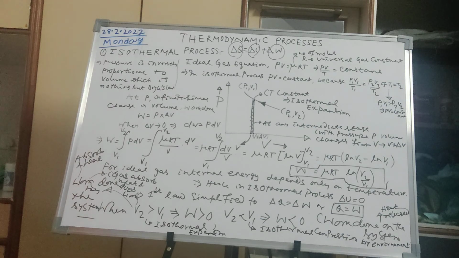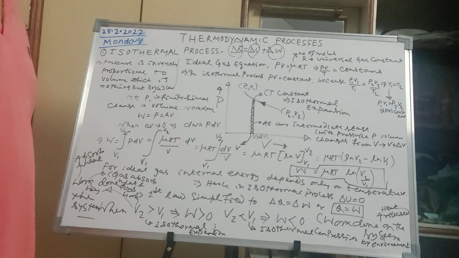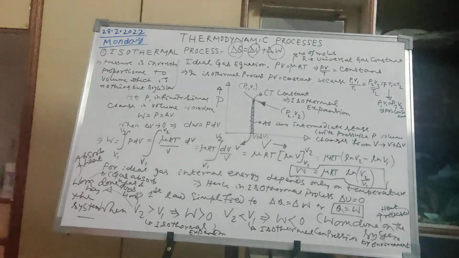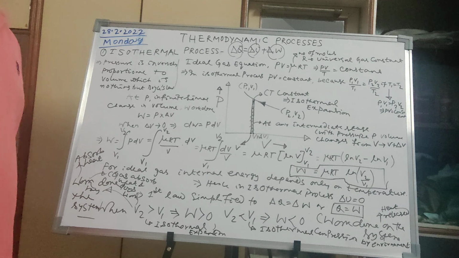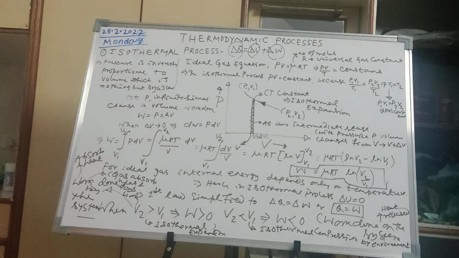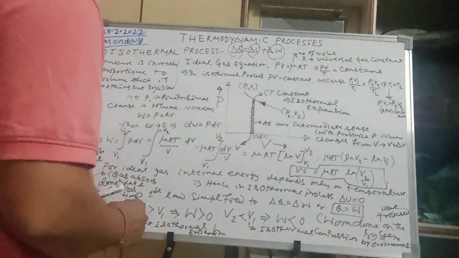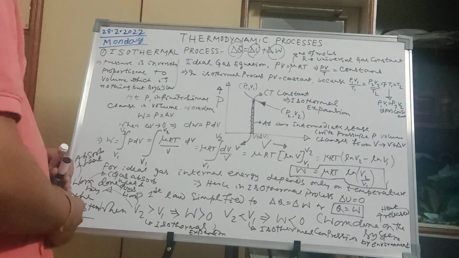Iso means equal. Thermo comes from thermal, that is temperature. Iso means equal, thermo means temperature. So equal temperature. During a process, if the temperature remains the same, that is called an isothermal process. You can see here I have just drawn a PV diagram for an isothermal process.